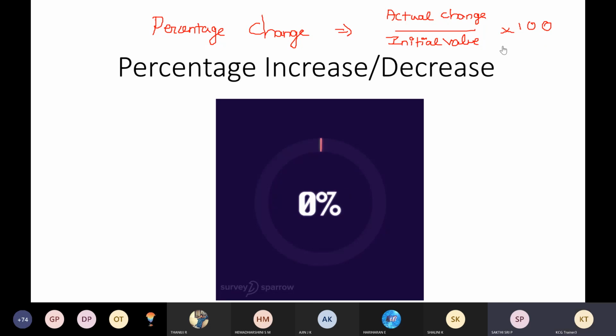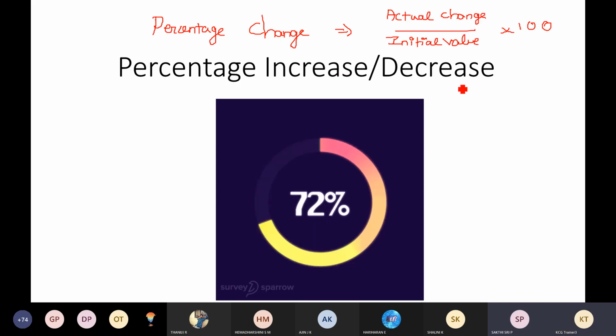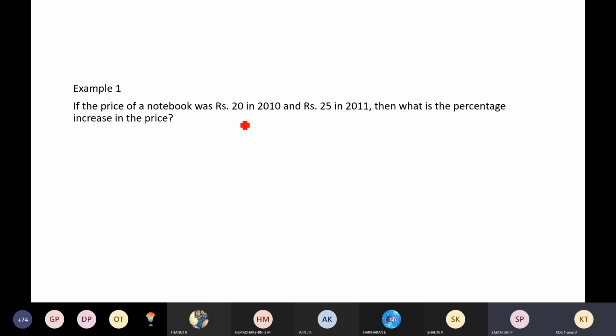Please note this down. Percentage change is equal to actual change divided by initial value into 100. The change could be either increase or decrease. The formula remains the same. If it is percentage increase, it is actual increase divided by initial value into 100. If the question is percentage decrease, it is actual decrease divided by initial value into 100. That's all. Let's solve a few questions so that you'll understand it clearly.